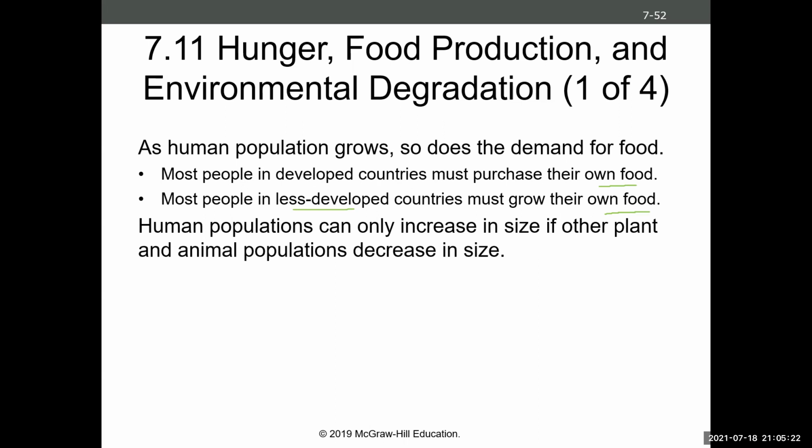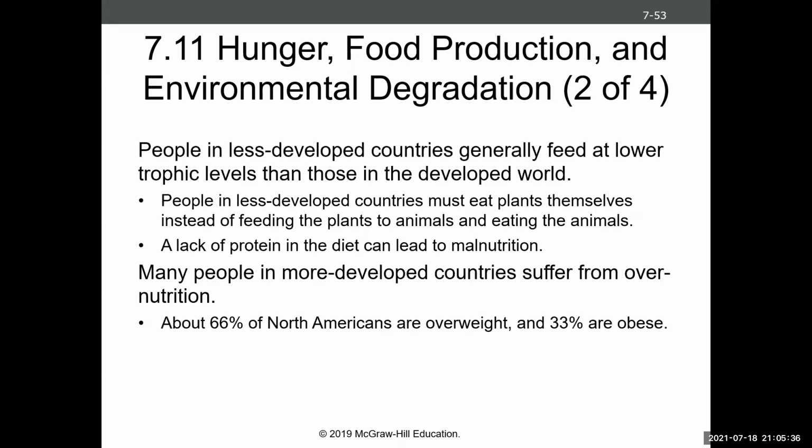And so, we only can increase in size though if plant and animal populations decrease. So basically, there has to be this exchange, this trade-off, one population increasing versus the other decreasing because the resources are static, right? They're not changing much. And then also people in less developed countries generally feed at lower trophic levels than in the developed world. So poorer countries tend to eat more plants compared to more developed countries eating more meat. Lack of protein can lead to malnutrition, can lead to starvation, leads to higher mortality rates.